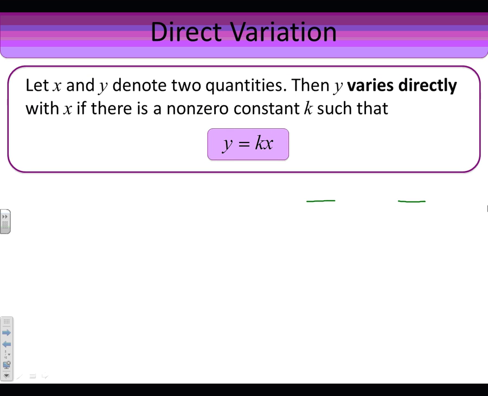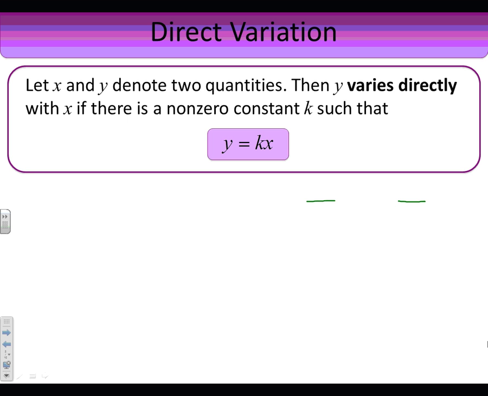So we're first going to talk about direct variation. Go ahead and write this down: x and y denote two quantities. So we have two quantities that we're working with, and we can say that y varies directly with x if there is a non-zero constant k such that y equals k times x.